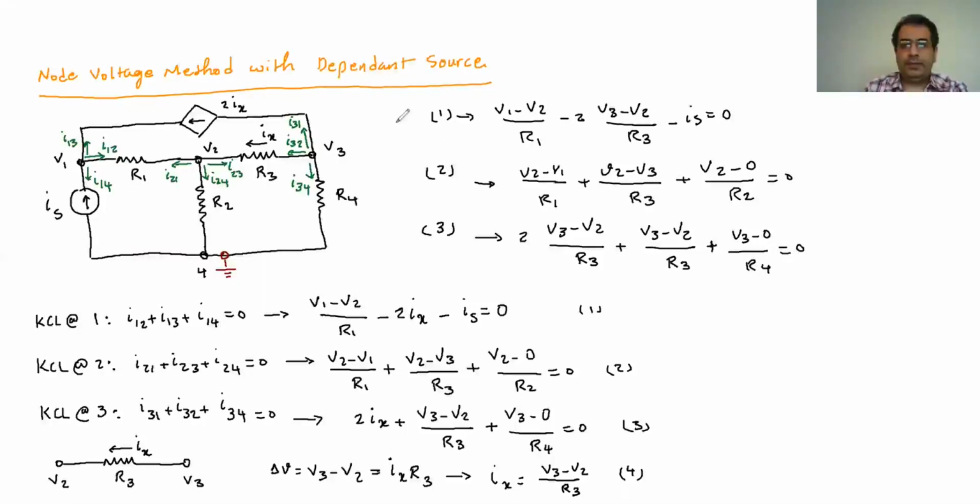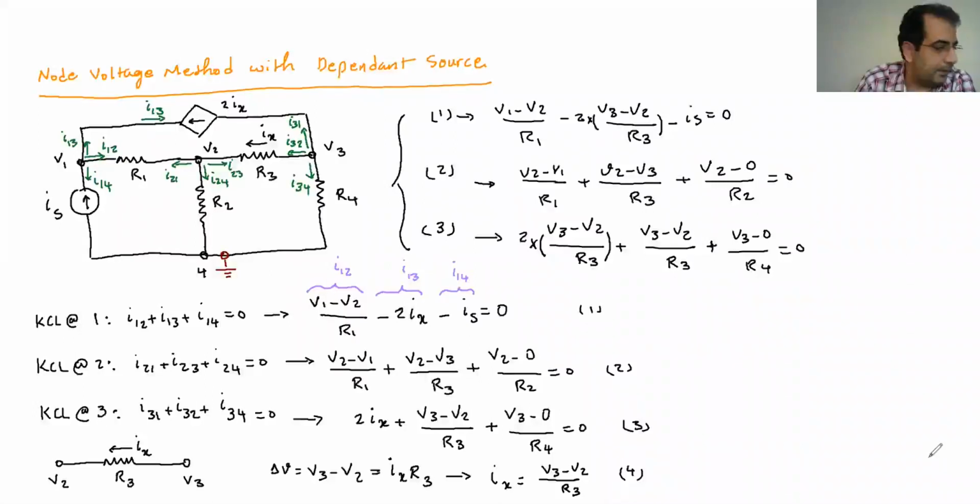Then here we have three equations, three unknowns, and you know Is is known. R1, R2, R3, R4 are known. So all the unknowns here are V1, V2, and V3. If we had the values for R1, R2, R3, R4, and Is, we could simply substitute those values and find V1, V2, and V3. And eventually, if we needed, we could go back and find all these currents in the system.